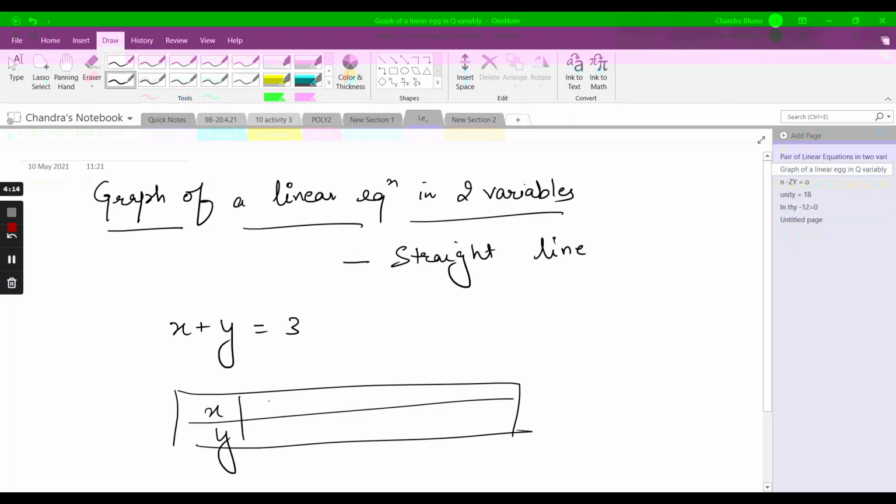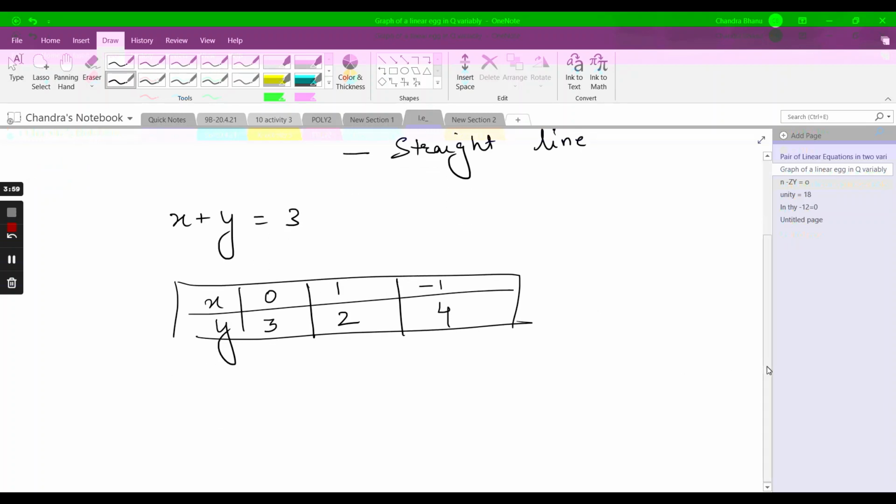Suppose I substitute x as 0, then my y will be 3. If I substitute x as 1, my y will be 2. If I substitute x as -1, my y will be 4. And then we used to plot this on the graph.